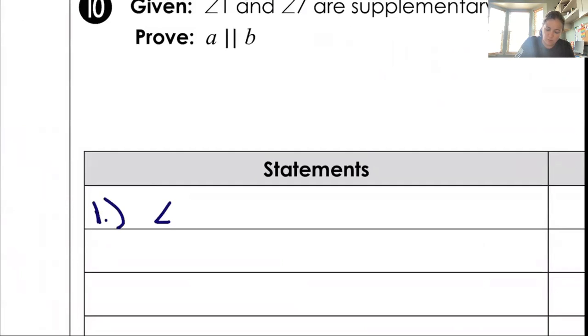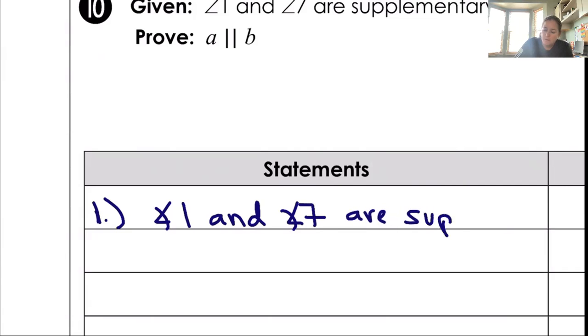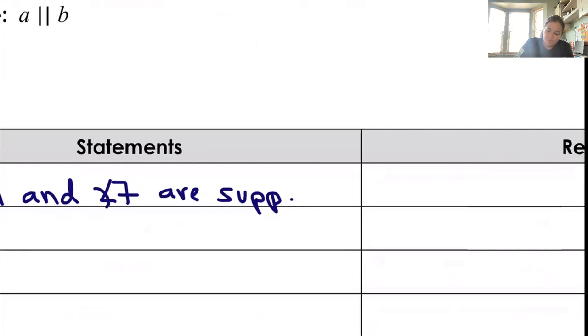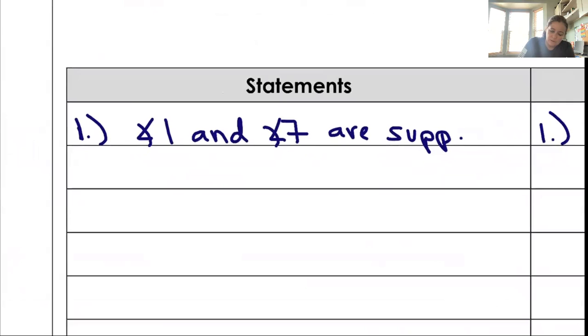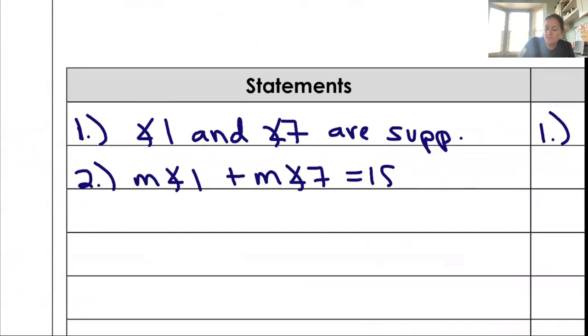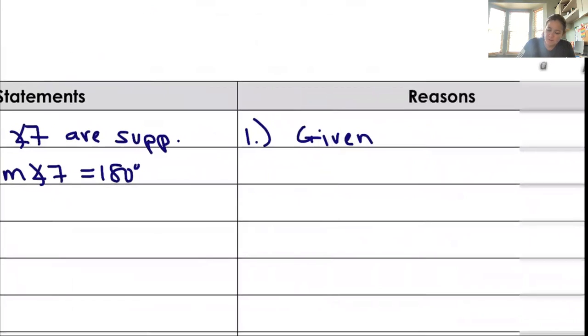Number 1, angle 1 and angle 7 are supplementary. Oops, missed my 7 there. So number 2, the measure of angle 1 plus the measure of angle 7 is equal to 180. And that's your definition of supplementary angles. If two angles are supplementary, then their sum is 180.